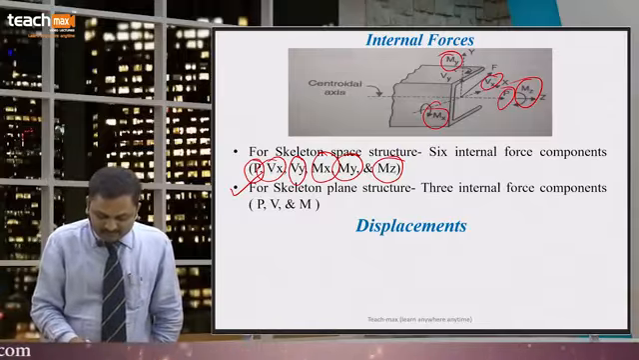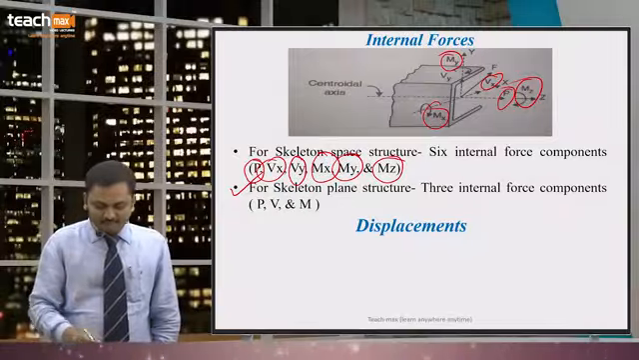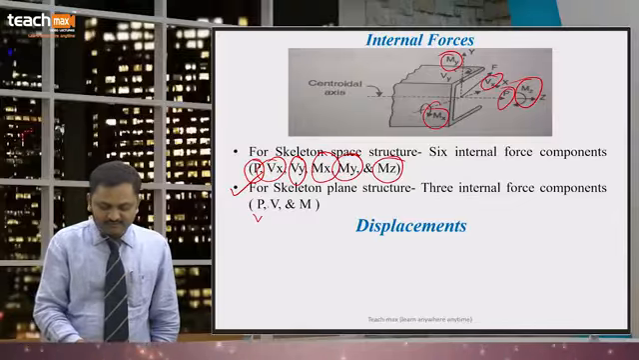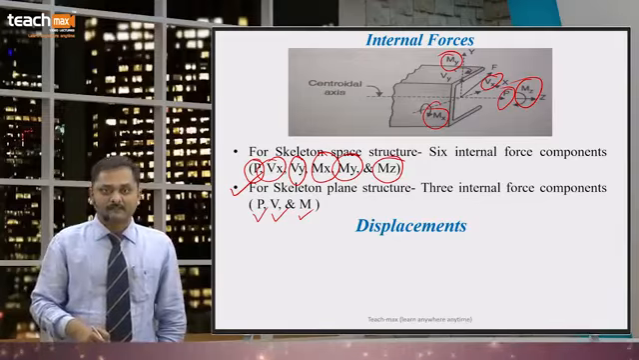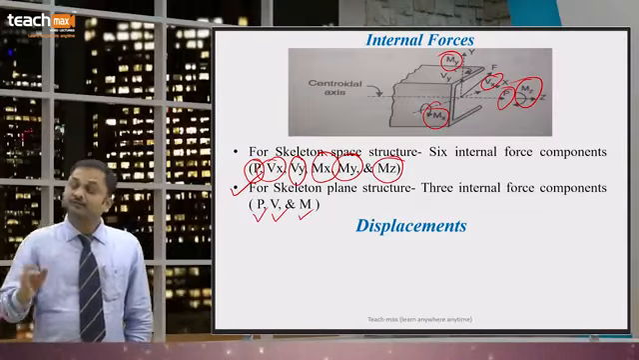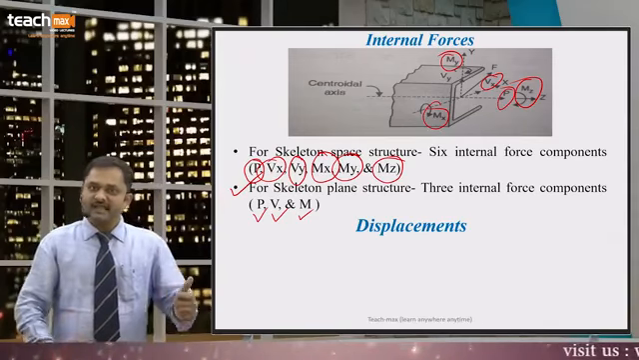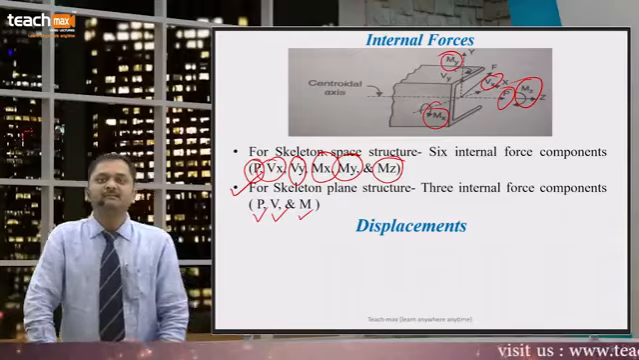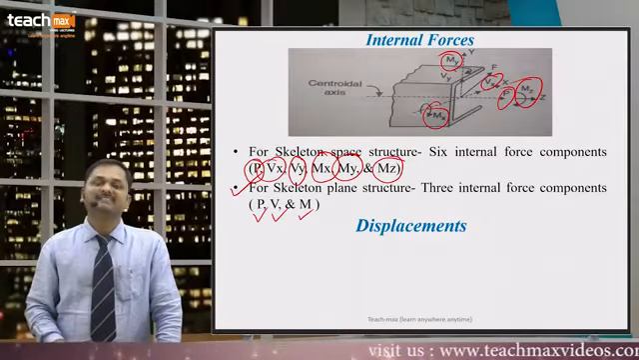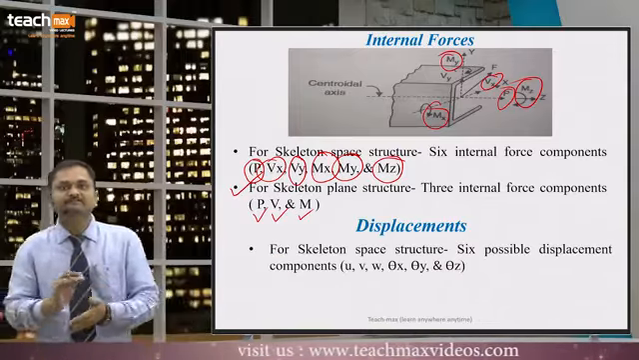So here, just understand that skeleton plane structures are definitely in one plane. Out of these six internal forces, only three are predominant, because the loading is also in the same plane for a plane structure. So P, V and M, axial force, shear force and bending moment, are the three internal forces generally developed for plane skeletal structures. Fine, so this is about the internal forces.